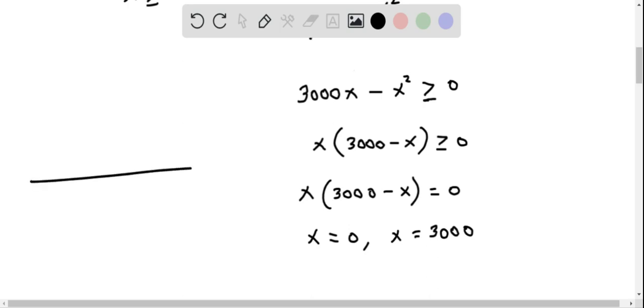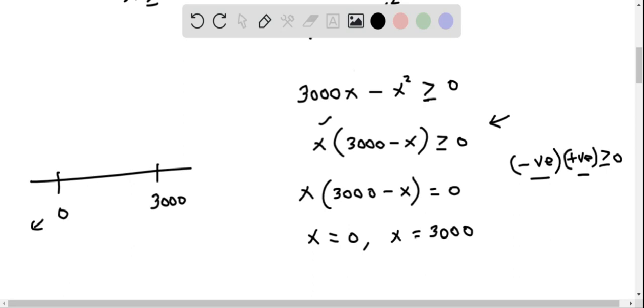So we can put this on a number line. We have x equal to 0 and x equal to 3000, and we take some random values to see where the inequality is satisfied. Suppose we take x less than 0, this quantity will be negative, and this quantity will be positive. Let's check if this is greater than or equal to 0. Negative times positive is negative, and a negative number is not greater than or equal to 0. So we ignore the points which are less than 0.